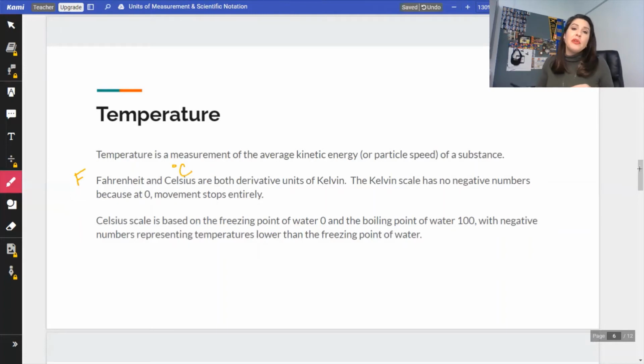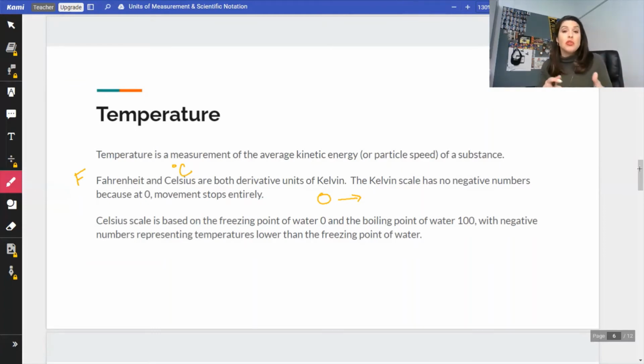They're both derivative units of Kelvin. So our Kelvin scale is the base unit because it has no negative numbers. The Kelvin scale goes from 0 on up because theoretically at 0, which is particle movement, remember, temperature is a measurement of average kinetic energy. Theoretically, at this 0 Kelvin temperature, there's no movement. We call this absolute zero, maybe you've heard of it, and you can't really have non-movement. So the lowest you could possibly get in terms of temperature would be 0 Kelvin.